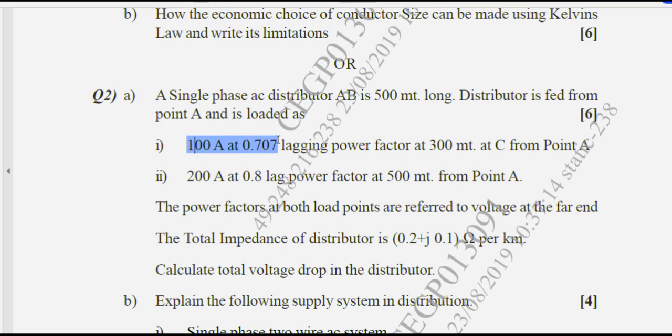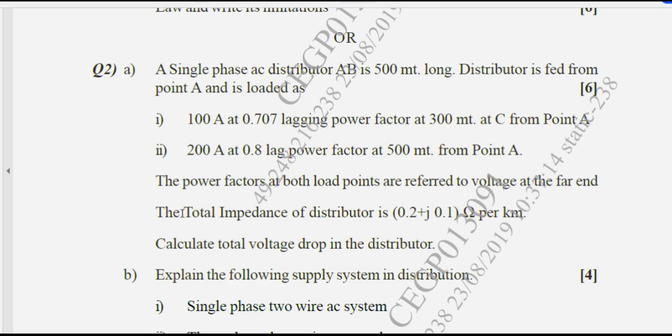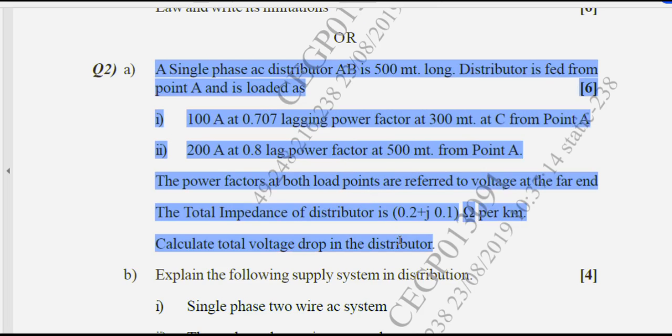So 100 ampere 0.707 lagging and 200 ampere 0.8 lagging. Those two conditions they have given, and we are interested in finding out the total impedance. They have given this value per ohm, so we are interested in per meter. This numerical carries a weightage of 6 marks and I suggest you try to solve it on your own, and you will definitely get the correct answer.